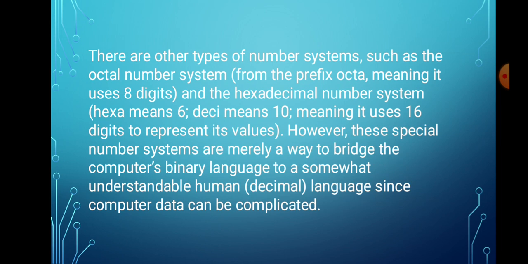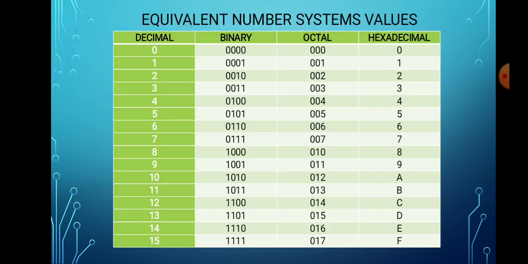There are other types of number systems, such as the octal number system, from the prefix octa, meaning it uses 8 digits, and the hexadecimal number system, where hexa means 6 and decim means 10, meaning it uses 16 digits to represent its values. However, these special number systems are merely a way to bridge the computer's binary language to a somewhat understandable human decimal language, since computer data can be complicated. This is the equivalent number system values.